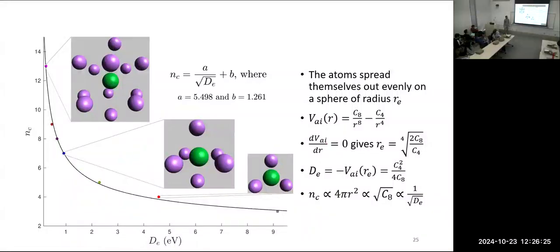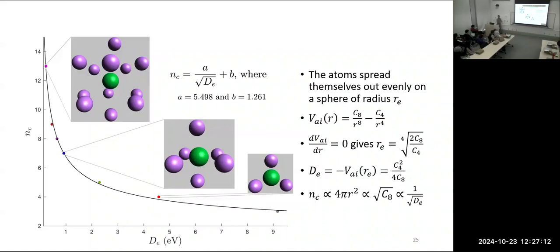And to explore the effect of the depth on the number of atoms in the most stable configuration a little bit further, I found that if you plot the number of atoms versus the depth, they have a very nice relationship. Basically, the number of atoms is proportional to 1 over the square root of the atom-ion potential depth. And this relationship is sort of an artifact of the potential energy function that I'm using, and I'll explain that now. So basically, the atoms on the first shell around the ion distribute themselves evenly over a sphere of radius R_e, where R_e is the distance that minimizes the atom-ion potential energy.